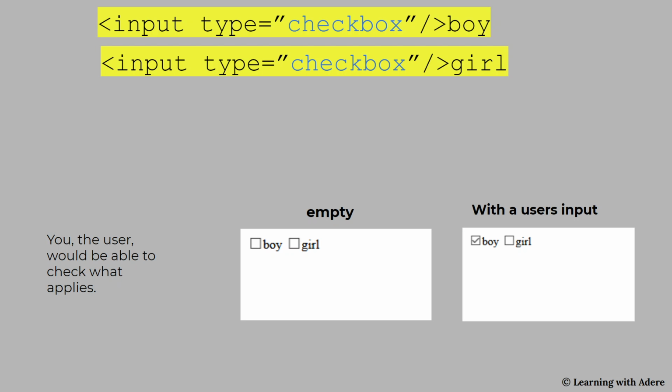Okay, so now we're using checkboxes. I've decided to create two checkboxes just to make it easier to understand. Something I need to mention is that outside of the input tag, the text we're seeing is just text outside of the tag. I just put it beside there to create labels. There are many different ways you can create labels for the checkbox, but this is the simplest way I found. So now we, the user, are able to check what applies to us. In this case, I would check boy because I'm a male.